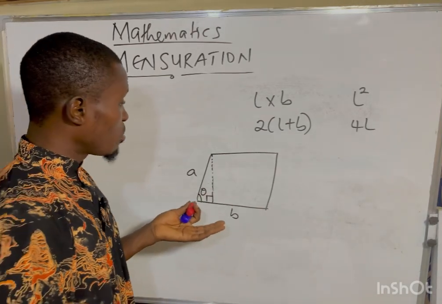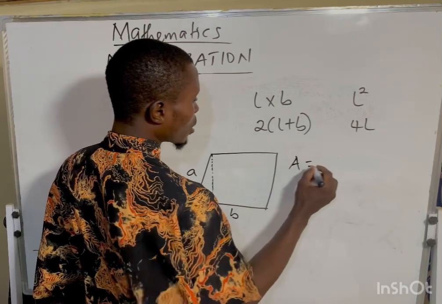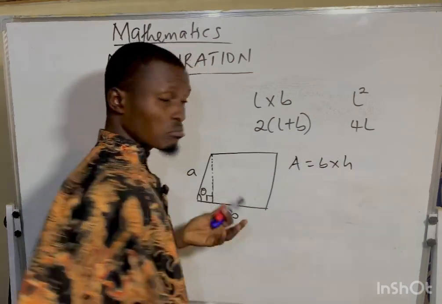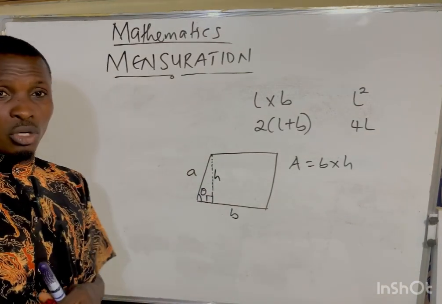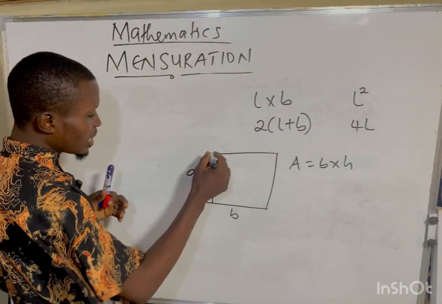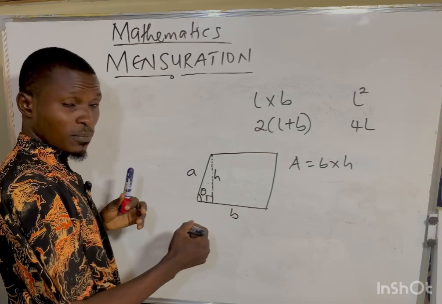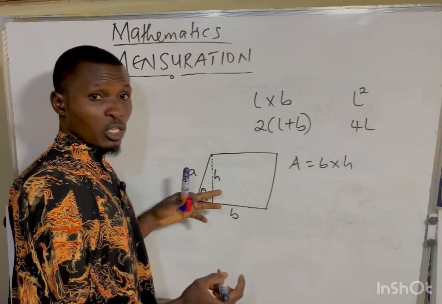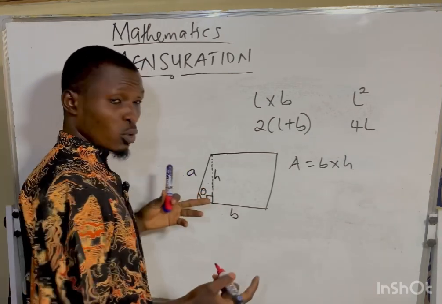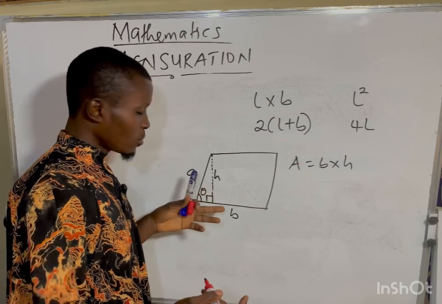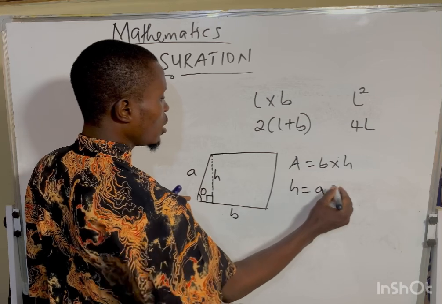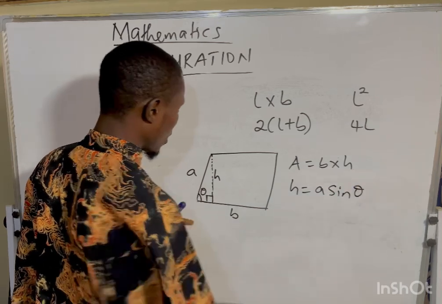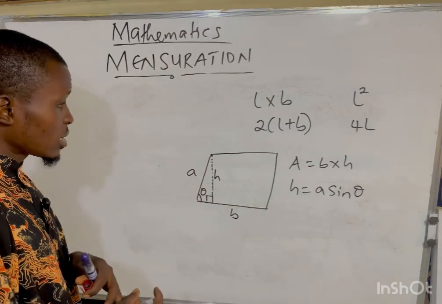What will be the area of this parallelogram? Area can be given by base times height. This is the height. Or if you consider this right angle triangle, you apply Pythagoras rule. No, you apply sine rule. You have h equals a sine theta.